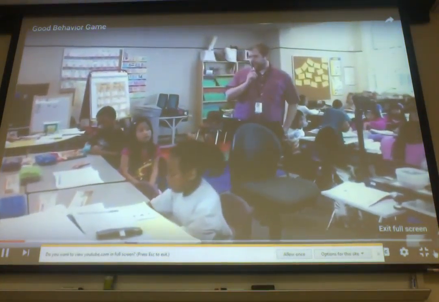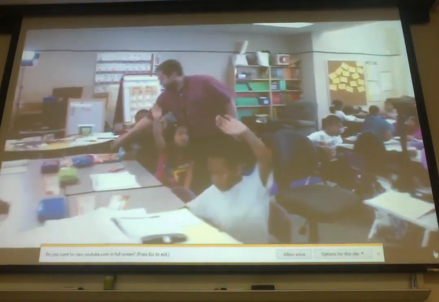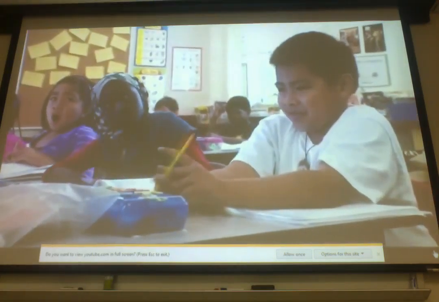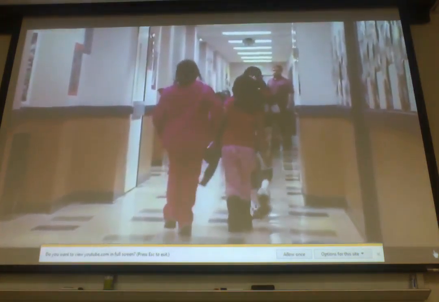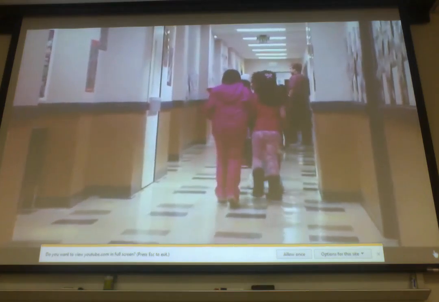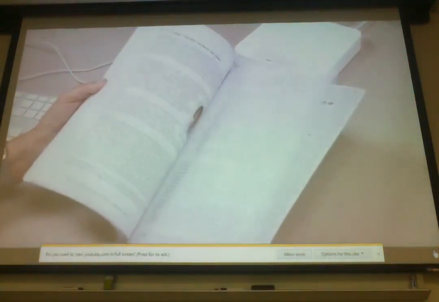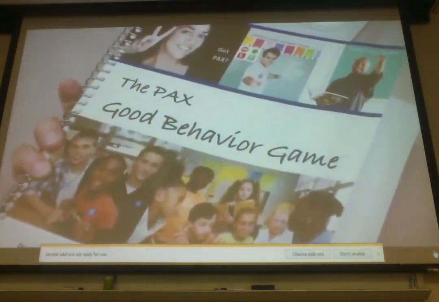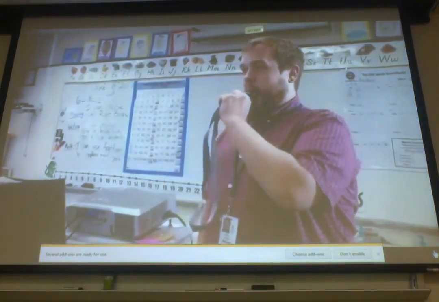What's that fraction say? One of the greatest challenges teachers face is managing student behavior during instructional time and transitional time. The PACS Good Behavior game addresses this concern by providing teachers with an easy-to-use, research-based strategy that reduces disruptions and allows students to focus on learning.